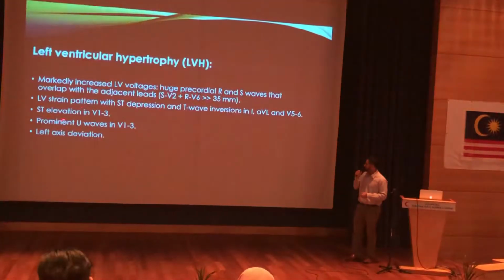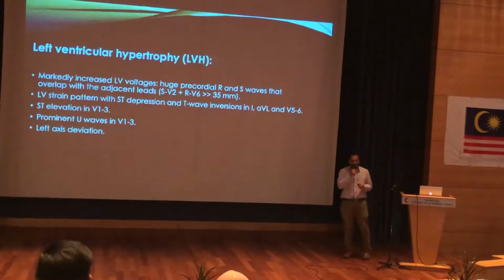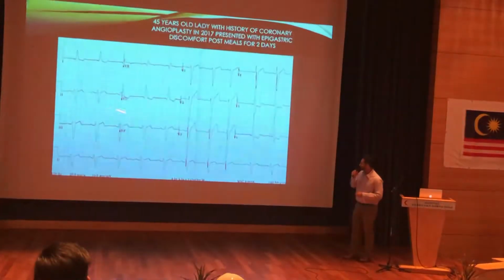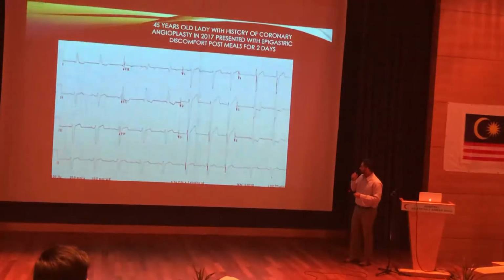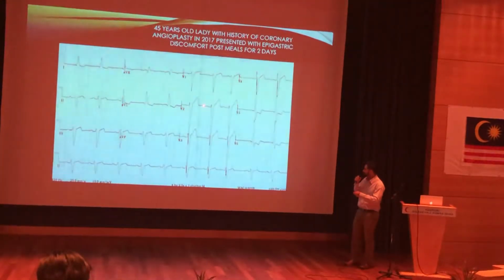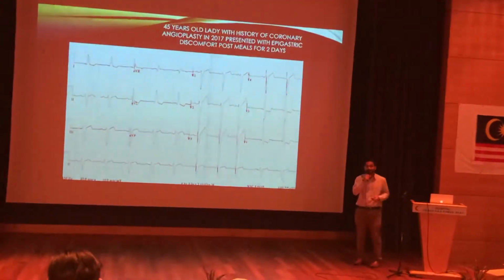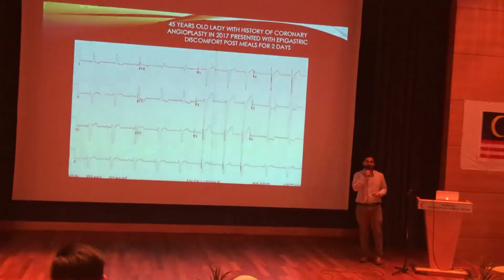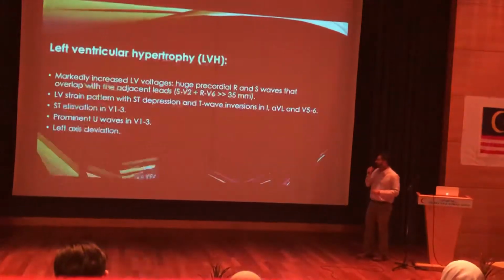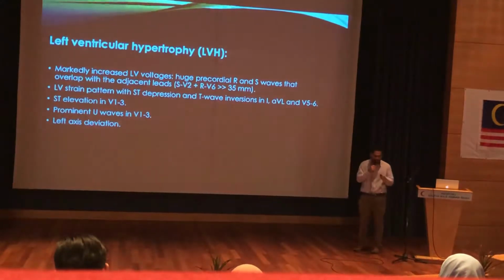And you get your ST elevation in V1 to V3, and you get a prominent U wave. Anybody came across this? Have a look at the ECG again. Can you see this? That's a T wave. Can you see a small wave over there? That is your U wave. Do you all see or not? Yes. So these are the small things that you can see to tell whether this is LVH, STEMI or non-ST elevation MI.